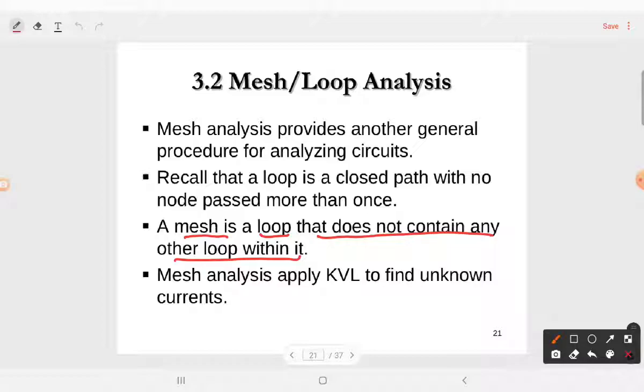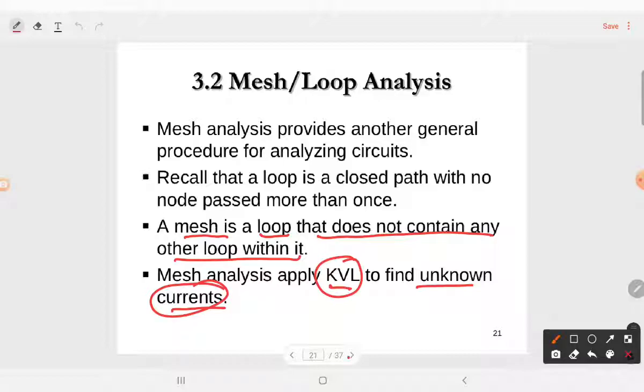In mesh analysis, we apply KVL to find unknown currents. Okay, the difference between mesh and nodal analysis: in nodal, we are using Kirchhoff's current law to find the node voltage. In mesh analysis, we are applying KVL, Kirchhoff's voltage law, to find unknown current, or mesh current.